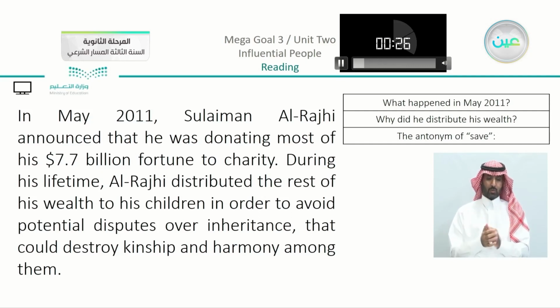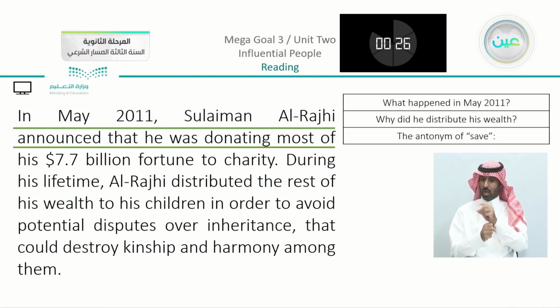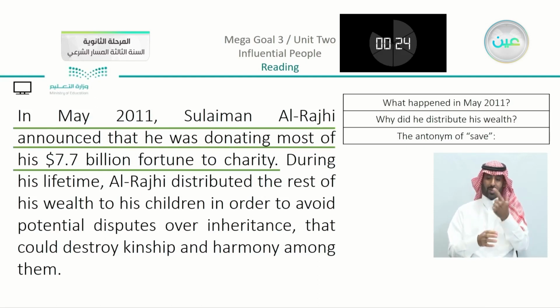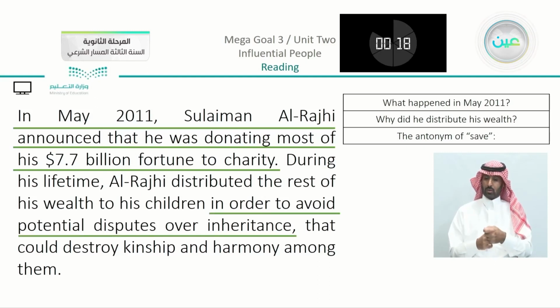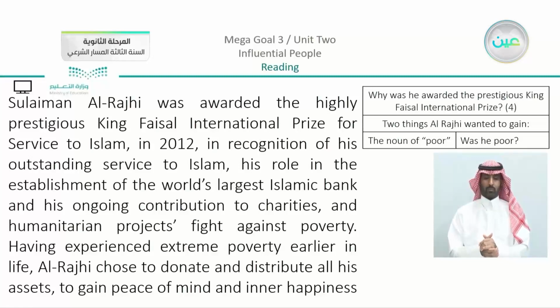Now there is the date, 2011. So what happened in it? We have here: he announced that he was donating most of his 7.7 billion fortune to charity. And why did he do that? In order to avoid potential disputes. Do you remember the word dispute? Over inheritance. And the antonym of save is to destroy. Moving on.